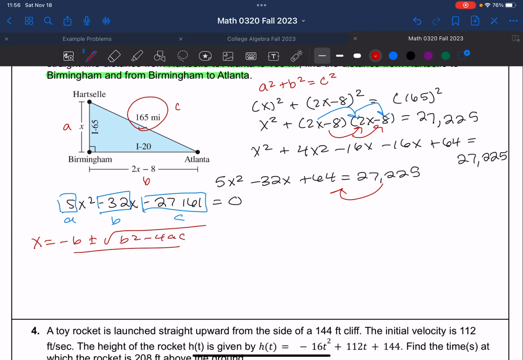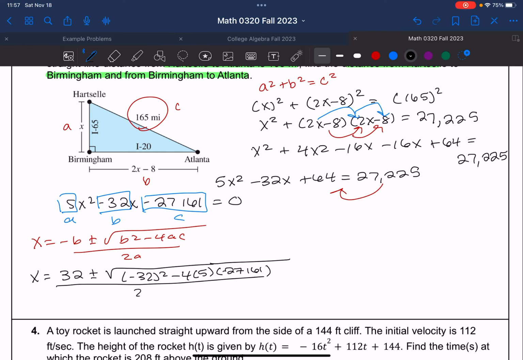Now remember, this is a real-world application, so of course our numbers are not going to be perfect. We could end up with numbers that give us decimals or numbers that just couldn't be true. So plugging everything in, I get x is equal to negative b. Our b value is already negative, so this is going to be a positive 32, plus or minus the square root of b squared, so negative 32 squared, minus 4 times 5, because that's a, times c, which is that negative 27,161, all over 2 times a, so 2 times 5.